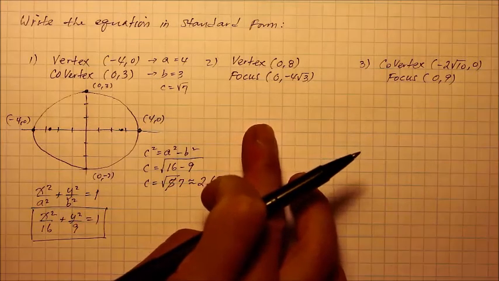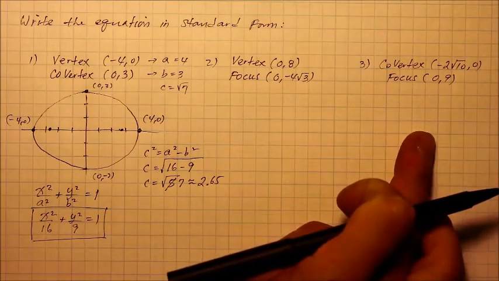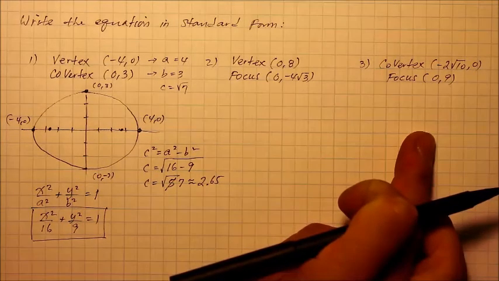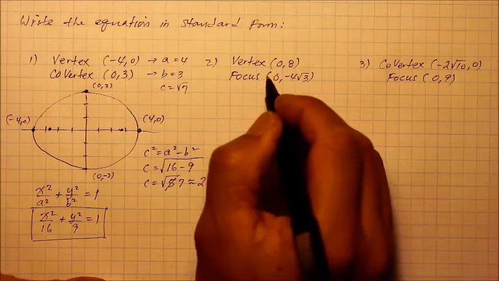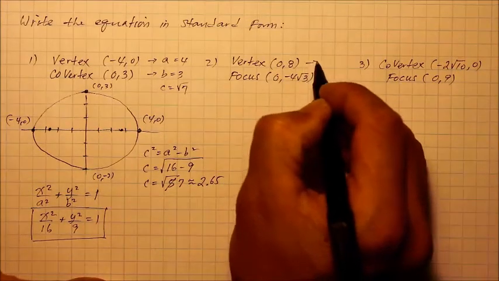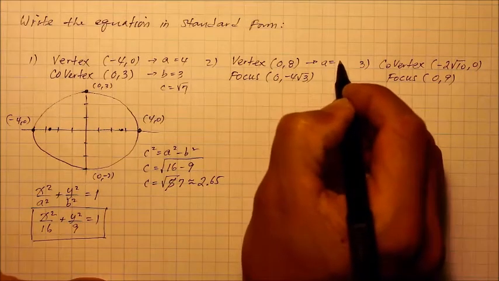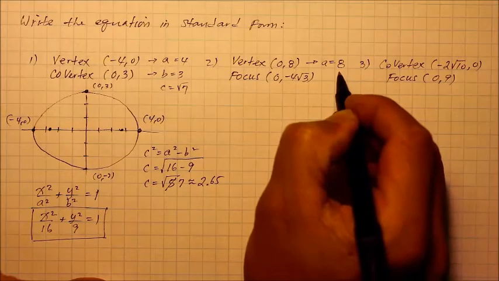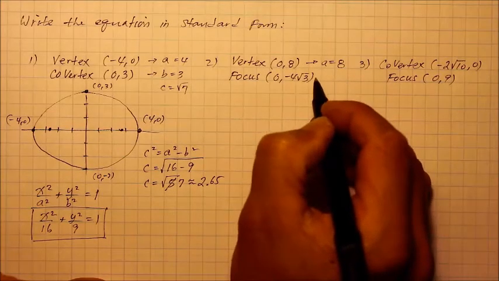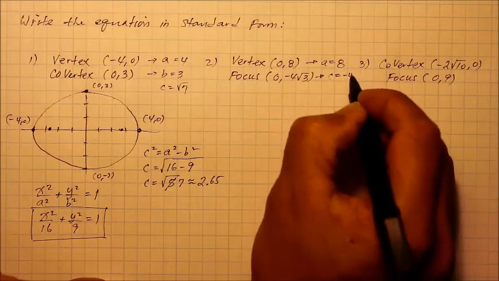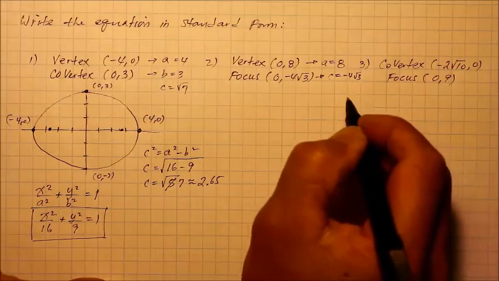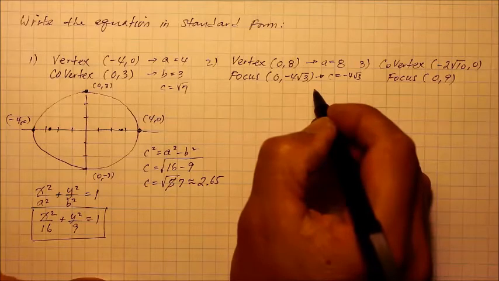Now, number 2 and 3. If you dare, you could pause this video and try it on your own. Otherwise, I could start checking it. So this time, the vertex, again, the vertex is the A. A is 8 on either side of the axis. The focus is the C, which in this case is -4 square root of 3. Now, B is what we do not know.